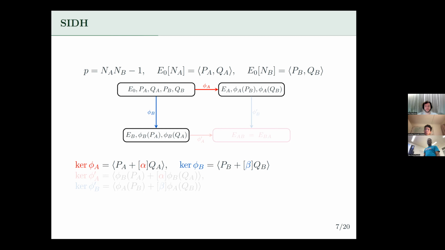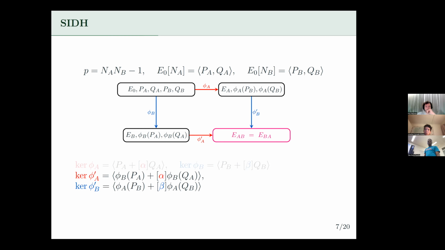Then you can reveal the image of your torsion points through your basis, and each party can then compute the push forward of the kernel of his secret isogeny by using just linear algebra facts, where if your kernel was generated by P plus alpha Q, then the kernel from the other curve will be generated by the image phi B of P plus alpha phi B of Q. Using that, you can then compute the exact push forward of your secret isogeny and hence get a commutative diagram.